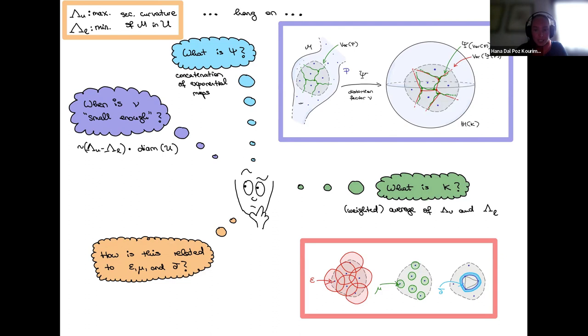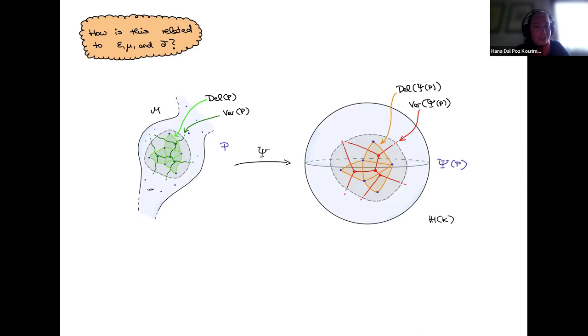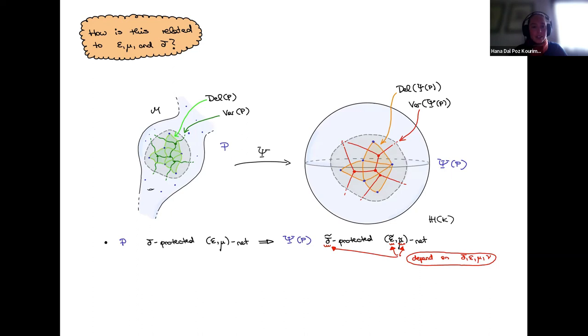All right, the last question is a little bit more complicated. Unfortunately, it would not fit into the previous slide. This basically goes from M to the space of constant curvature and back again. So assume that your P is a delta protected epsilon mu net for some parameters delta, epsilon, and mu. And you consider the image of P under this map psi. Then, because you can control the distortion of the image, you know that the image of P will also be some kind of an epsilon mu net, which is delta protected, except that these epsilon, delta, and mu will be a bit different. And this difference will depend on the original epsilon, mu, and delta, and also on the distortion mu.